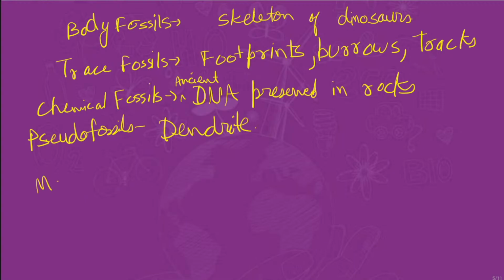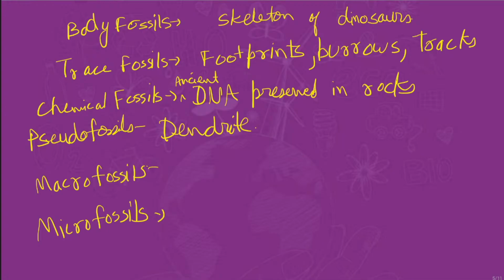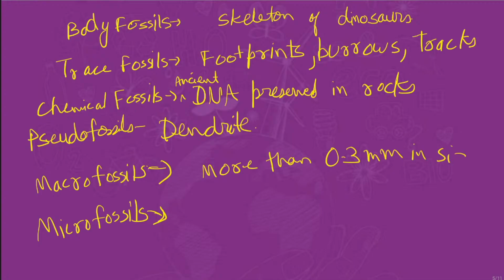Now, based on size: macrofossils and microfossils. Micro fossils are very small fossils, less than 1 millimeter in size, and require a microscope. Macro fossils are large fossils, more than 0.3 millimeter in size, and can be seen with naked eyes.